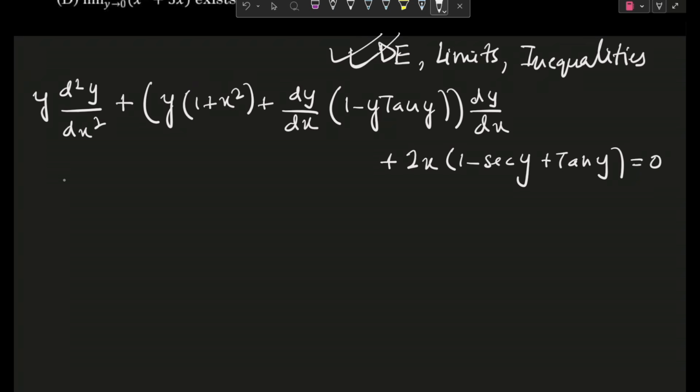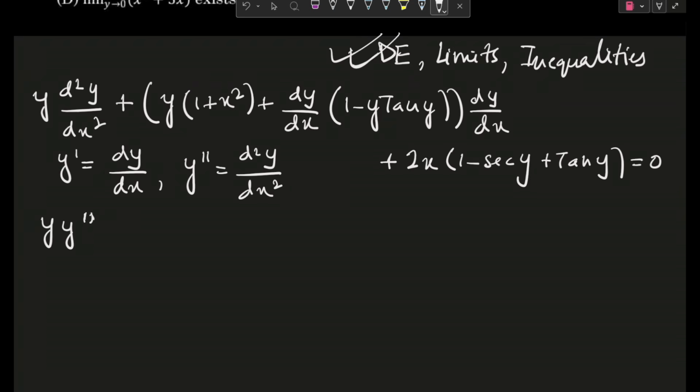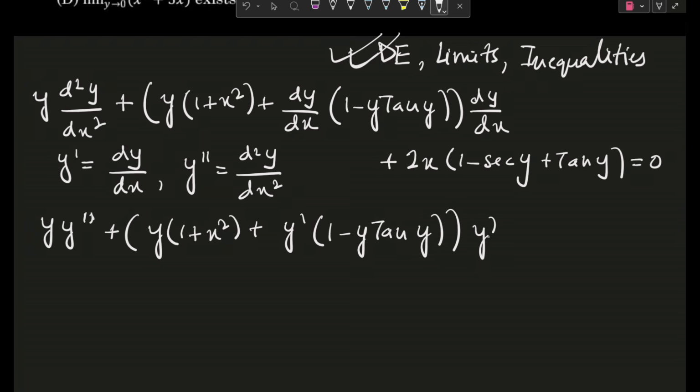I am defining some notation here, which is very standard, but still I will write. I am taking dy by dx everywhere as y dash, and y double dash as d2y by dx2. I am rewriting the equation once again. So this comes out to be y y double dash plus, within brackets, y times 1 plus x square plus y dash times 1 minus y tan y, y dash plus 2x times 1 minus secant y plus tan y. This thing is equal to 0.